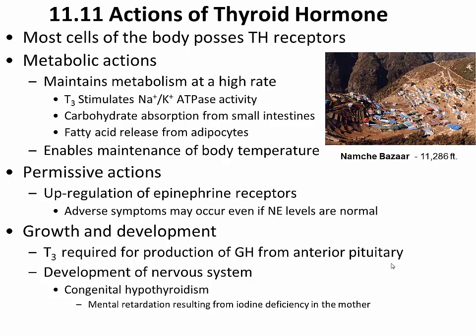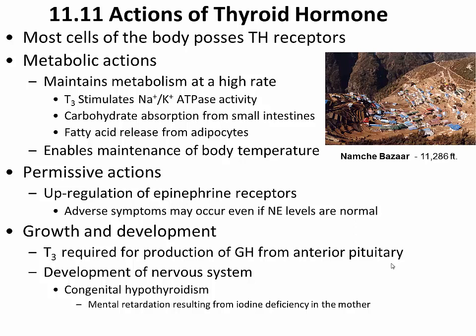Thyroid hormone is an exceptionally important hormone. Most cells of the body possess thyroid hormone receptors, and perhaps the most significant impact of thyroid hormone is maintenance of metabolism. We see this in thyroid hormone disorders, as we'll talk about next. Thyroid hormone stimulates carbohydrate absorption from the small intestine. It allows fatty acids to be released from the adipocytes, and this energy is used, among other things, but largely to stimulate sodium-potassium ATPase activity.